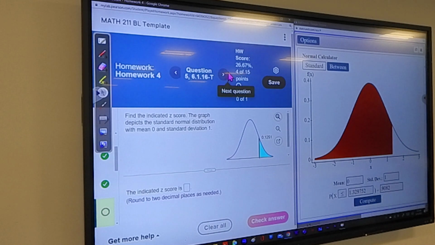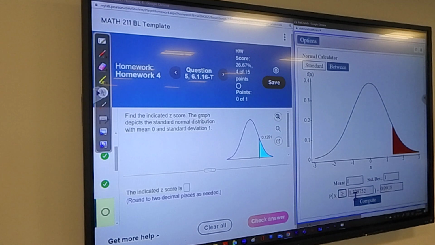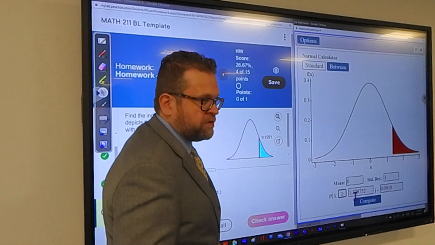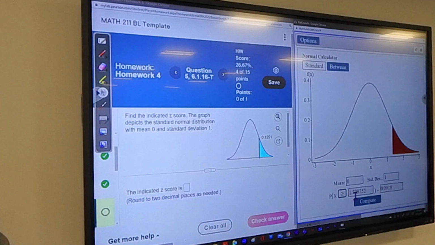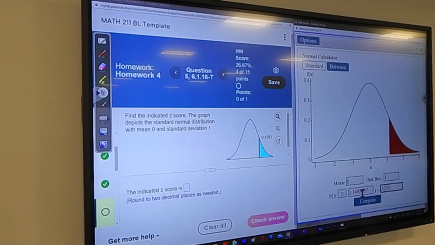Question 5. They give us the shaded area. They want the z-score. That does it. So, which way does my inequality need to point? The other way. Yeah, greater than. Because it's the area that's greater than some unknown z-score. And that area is 0.1251. I get a z-score of 1.15.